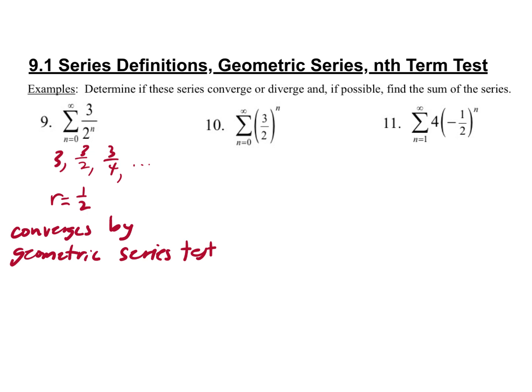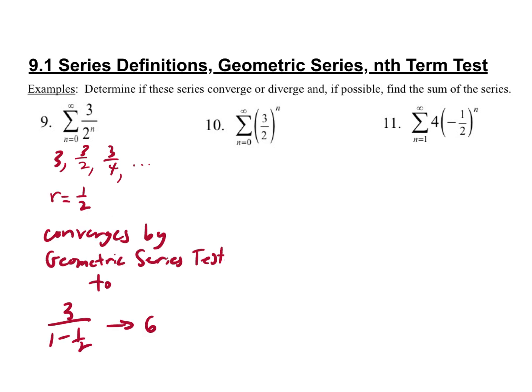Now, since it converges, we can use the formula to come up with the actual sum. So the first term is 3. The common ratio is 1/2. This gives me 6. So if I could actually add the terms up an infinite number of times, which of course you can't do, it would approach 6. The sum is going to approach 6. Again, think of it like a limit. Questions on that? Let's keep moving.